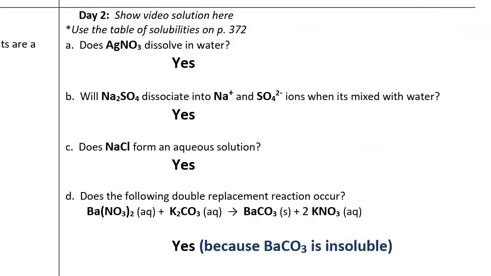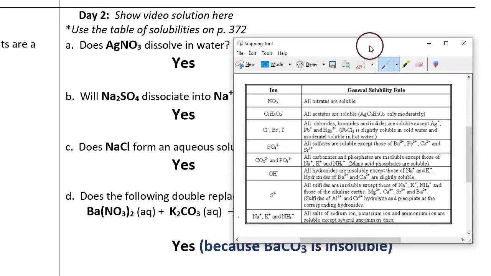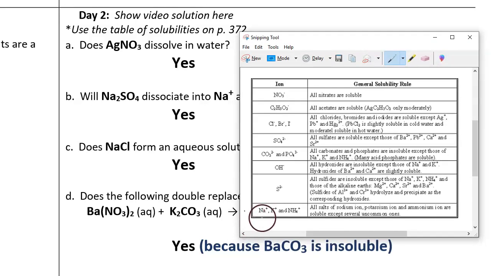Question C, does sodium chloride form an aqueous solution? I answered yes. To form an aqueous solution means that the sodium chloride dissociates into the two ions. It is simply another way to say that it dissolves in water. So when I look at the solubility table from the book, again, I can use the bottom row where it says all salts containing sodium ions are soluble.